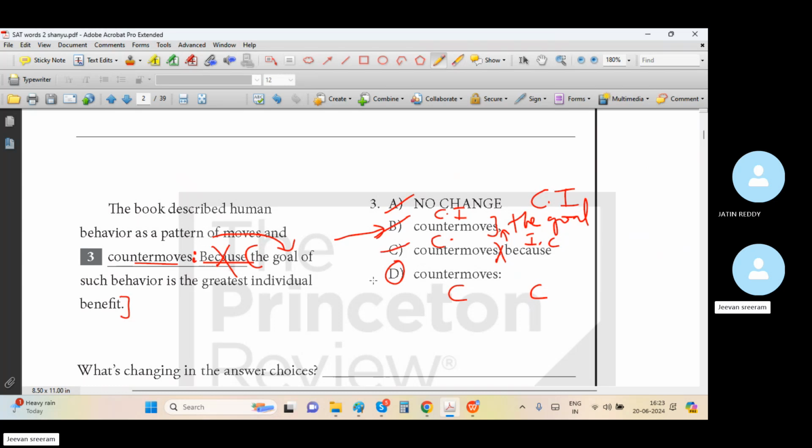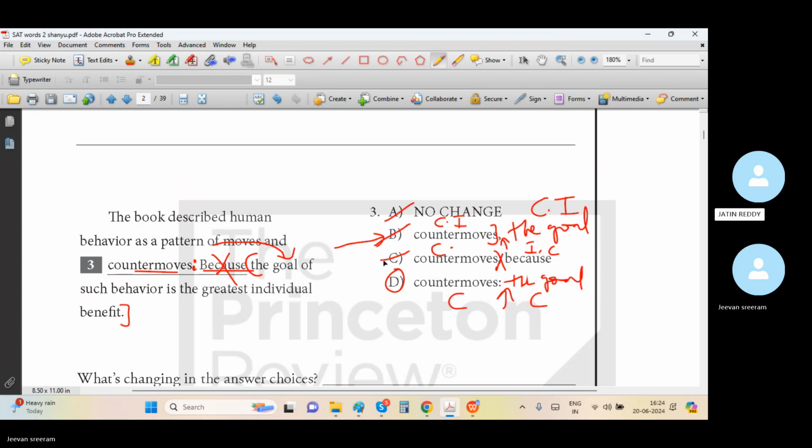How is it correct? Again, answer choice D, devoid of because. Until counter moves that is complete. If you remove because, that's also again complete. It starts from the goal, right? Between two complete ideas, you can use a colon. So D is the answer. Okay.